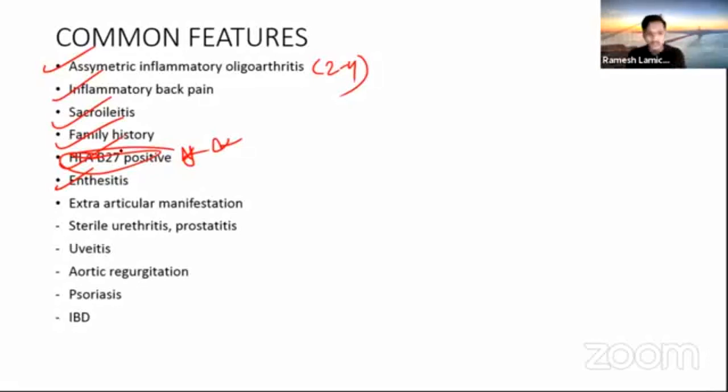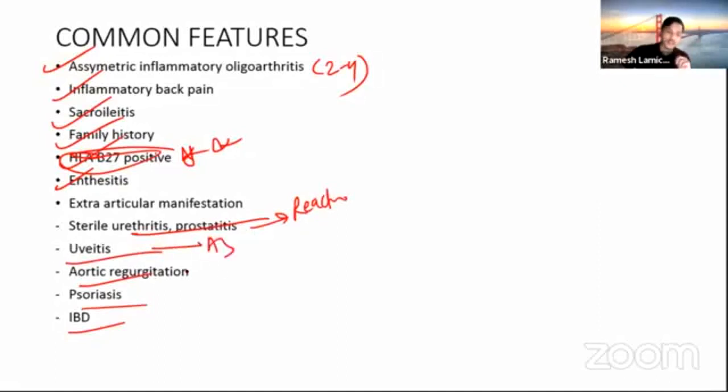So another one is the extra-articular manifestation. What are the extra-articular manifestations? So patient can have sterile urethritis, prostatitis, uveitis, aortic regurgitation, psoriasis, IBD, right? These are the extra-articular manifestations, like sterile urethritis and prostatitis usually associated with reactive arthritis, uveitis, ankylosing spondylitis, uveitis আর aortic regurgitation পাওয়া যায়, সোরিয়াসিসটা হচ্ছে তোমার সোরিয়াটিক আর্থ্রাইটিসে পাওয়া যায়, আইবিডি হচ্ছে ইন্টেরোপ্যাথিকে পাওয়া যায়, রাইট?